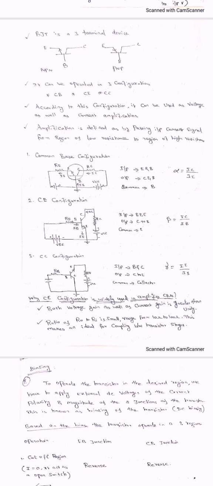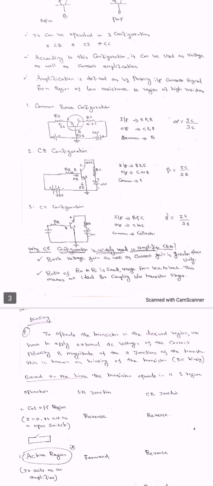So in this circuit, input current is IB, output current is IE. So we know the current amplification factor is defined as the ratio of output current divided by input current. So in CC configuration, the amplification factor is termed as gamma. So gamma is equal to output current IE divided by input current IB. So based on these three configurations, the one commonly used in amplifier circuits is common emitter configuration.